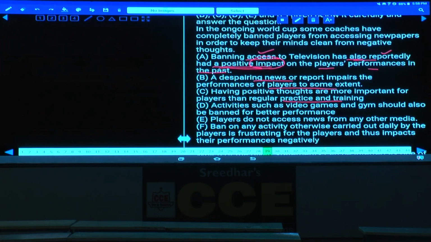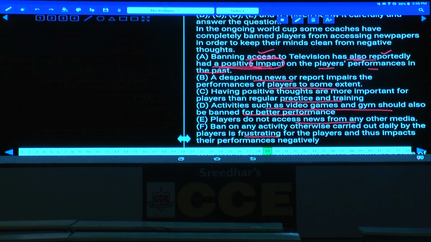And choice D, activities such as video games and gyms should also be banned for better performance. Whether they have to be banned for better performance? No. Players do not access news from any other media. And this is the assumption of the coaches. And ban on any activity otherwise carried out daily by the players is frustrating for the players and thus impacts their performance negatively. Then what is your answer here? Only A can be inferred from this one, isn't it? Only A. D cannot be inferred.